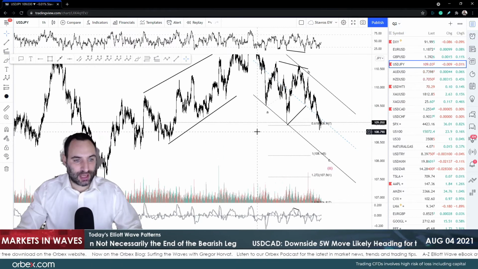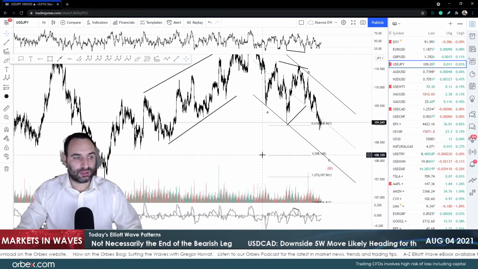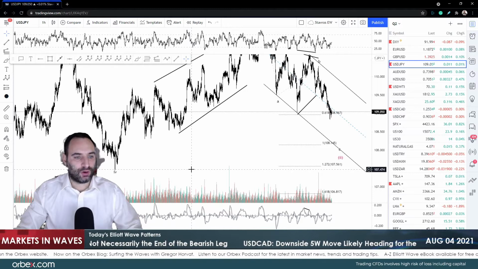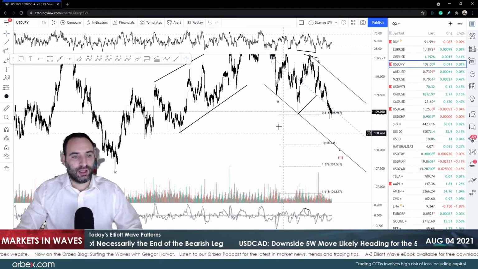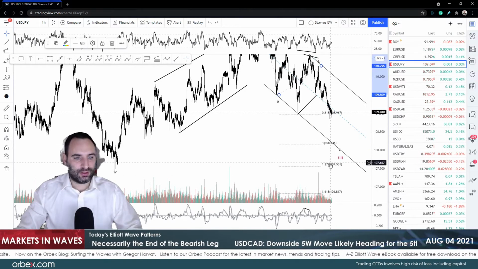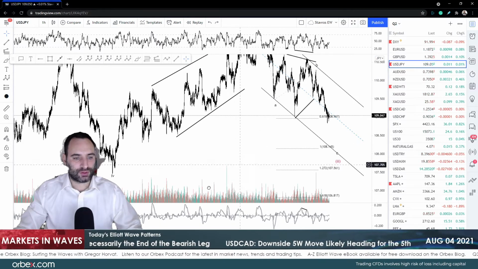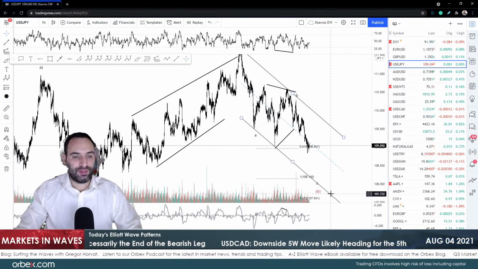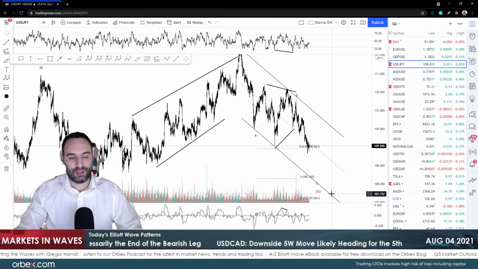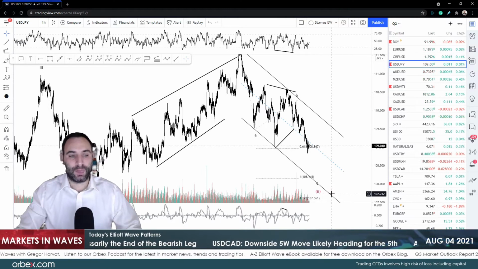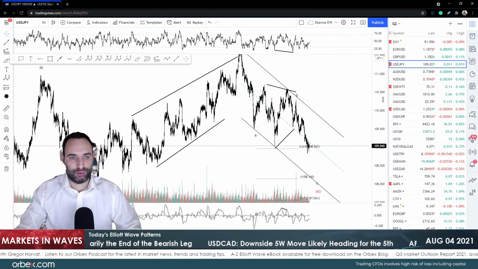The 61.8 is done already, so we don't have to worry about it. The 100 is at 108, which is a bit shy of the wave 4. If we get an extended C, then of course the chances of getting down to the previous low of 107.50 or so would increase, and from there I'll be starting to look for validations for a potential bullish opportunity.